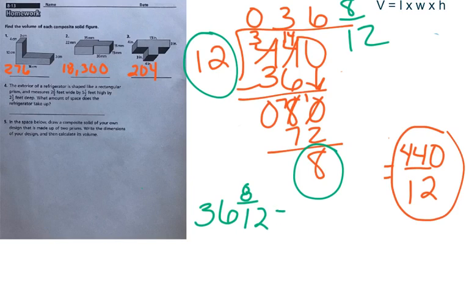Well, I can reduce 8 twelfths, and I know that 4 goes into both 8 and 12. So really it's going to be 36, and 4 can go into 8 2 times, and 4 can go into 12 3 times. So 36 and 2/3 cubic feet for number 4. 36 and 2/3 cubic feet.